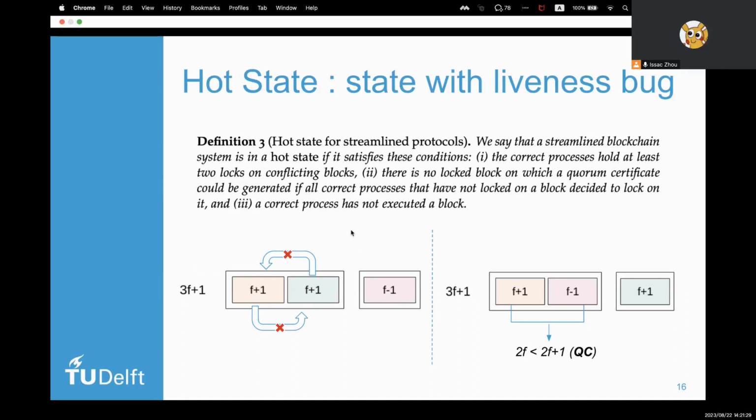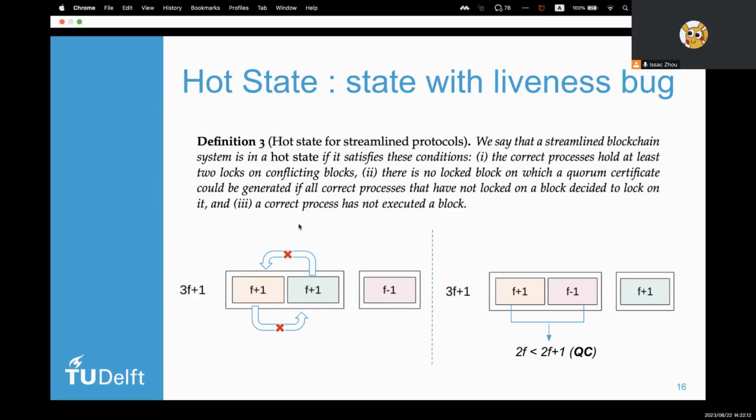We see that a streamlined blockchain consensus system is in a hot state if it satisfies some conditions. The first condition is that the correct processes should hold two conflicting locked blocks. The second condition is that there is no locked block to create a further quorum. And the third condition is that a correct process should not yet execute a block. Then we can make sure the system does not respond to client requests.